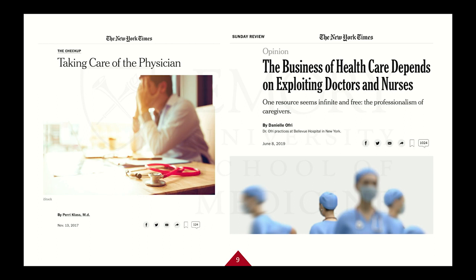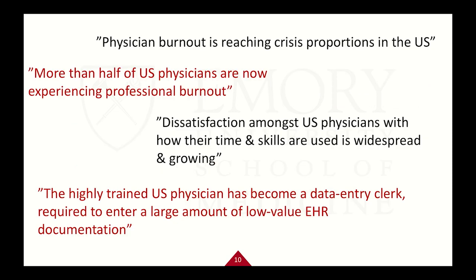When you read the New York Times, right, you see the front pages are ablaze with these editorials, right? The business of healthcare depends on exploiting doctors and nurses. How do we take care of the physician? I picked some choice quotes: physician burnout is reaching crisis proportions in the United States. More than half of US physicians are now experiencing professional burnout. Dissatisfaction amongst US physicians with how their time and skills are used is widespread and growing.